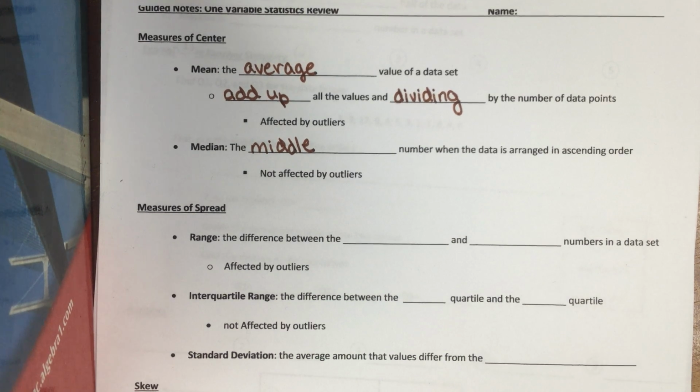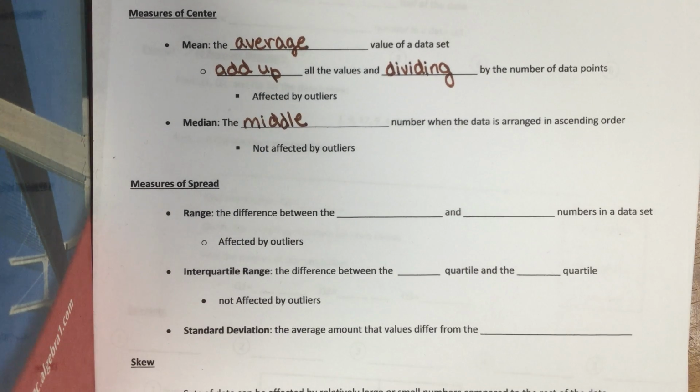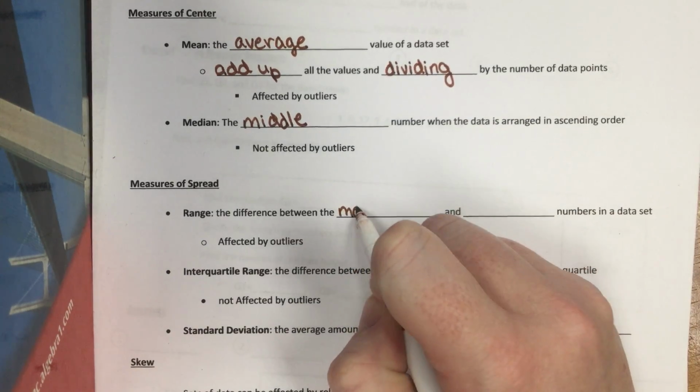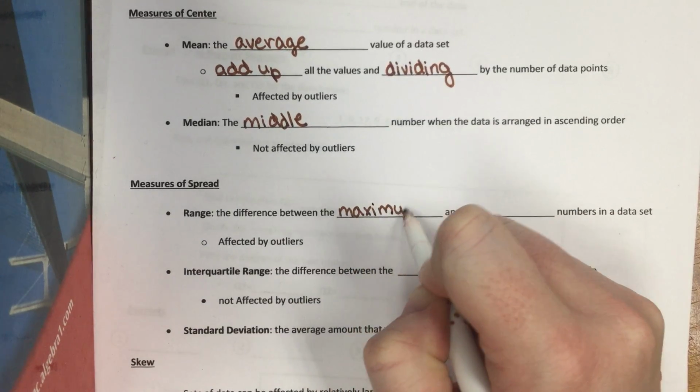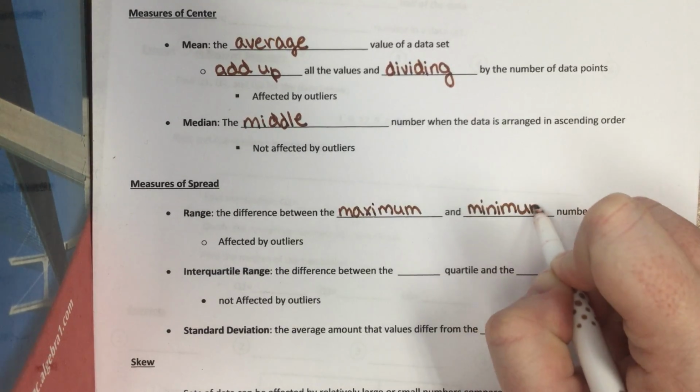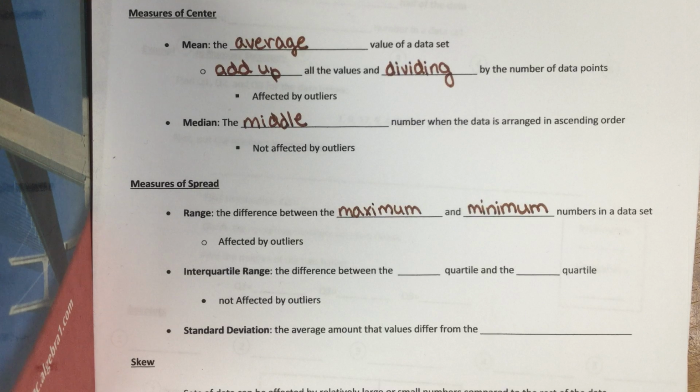All right, so those are measures of center. Next up is measures of spread. That's exactly what it sounds like, how far spread out the data is. That's what it's a measure of. So the first one is the range, and it's the difference between your maximum and your minimum numbers in your data set. And that one is affected by outliers. If your big number gets super big compared to everything else, that's going to change your range. It's going to make your range larger.